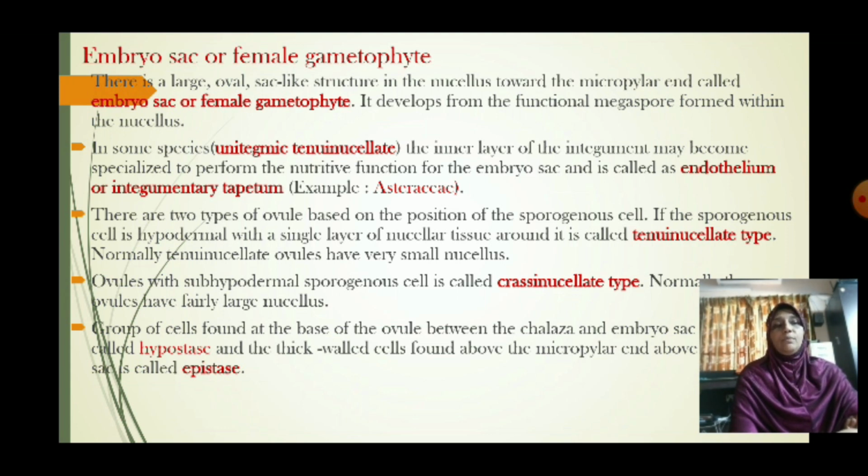A group of cells found at the base of the ovule between the chalaza and embryo sac is called hypostase. And the thick-walled cells found above the micropylar end, above the embryo sac, we call epistase.